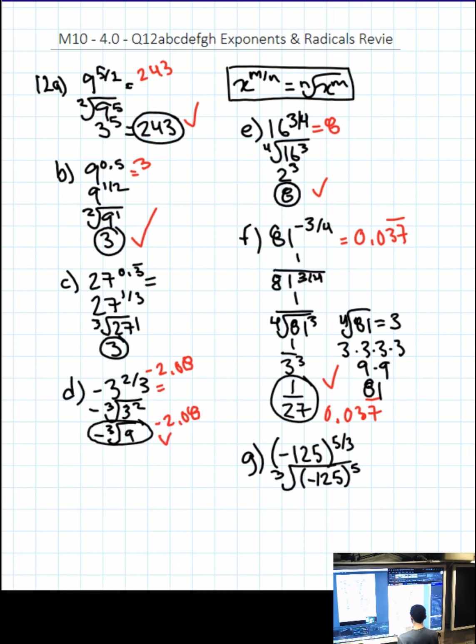So do we know what 125 to the 5 is? No. But we know the cube root of negative 125 is just negative 5. Brackets around it to the 5. And a negative to the 5 is a negative. And 5 to the exponent 5 is 3,125. Circle our answer. And then type in the question. Equals, open bracket, negative 125, close bracket, the exponent 5 over 3, and we're going to get negative 3125, making sure our answer is correct.